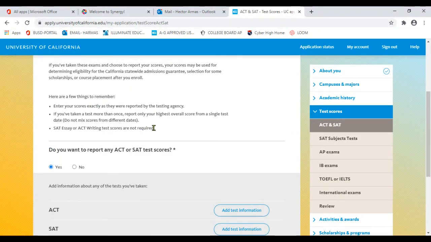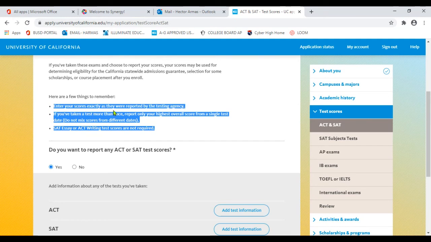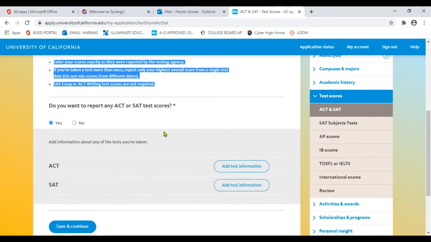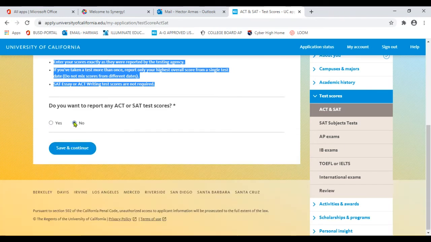Okay, here are things to remember. Enter your scores exactly as they're reported in the test agency. If you have taken a test more than once, report only the highest overall score. So in this case, since I'm planning on taking it, it's not allowing me to include it, right? So it looks like they're only asking for tests you've taken already. So I'm going to put no then, because I haven't taken the test and I don't want to report any SAT scores because I have none to report.